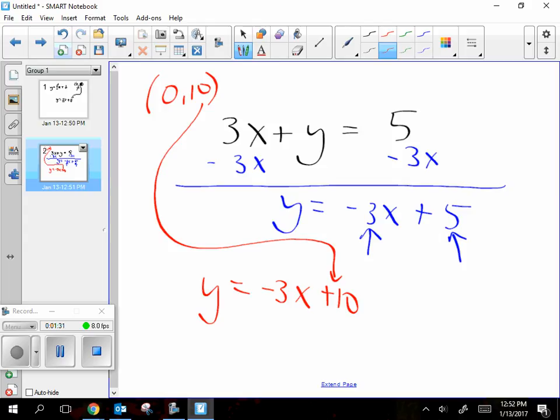So the only thing I was seeing that was disturbing was you were thinking the slope is always the thing by the x. True, but only after you've solved it for y, then it's the thing by the x.